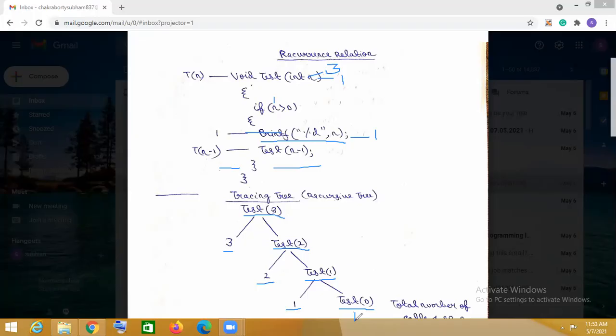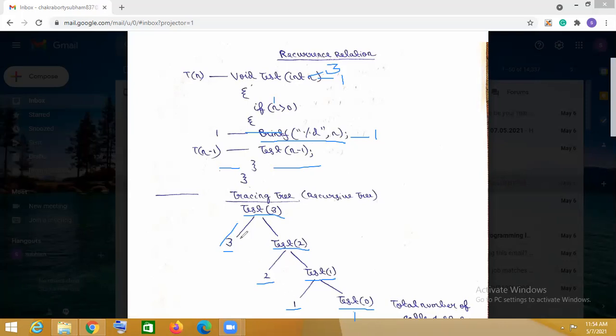Sir, 4 times called. Our function will be called a total of 4 times, because this is calling 4 times. And how many times is it printing? This is printing 3 times: 1, 2, 3.